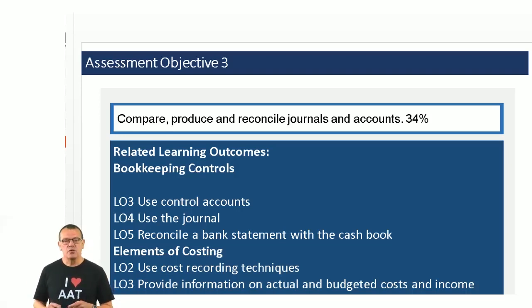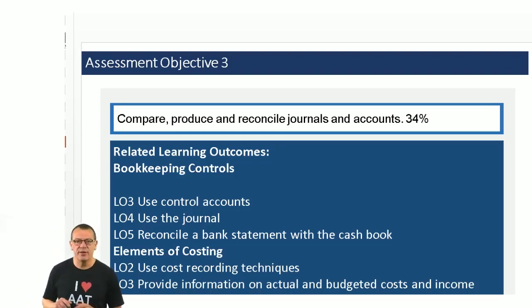Use the journal. You'll be familiar with how to write out journals and put in descriptions and debits and credits in vertical form, so we'll be looking at that. And reconciling the bank statement with the cash book. So the bank reconciliation section that you will cover in your bookkeeping controls can reappear here. That's the beauty of the Synoptic Assessment.